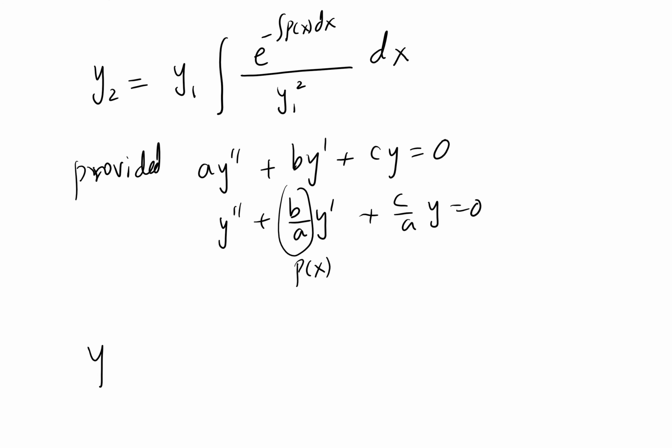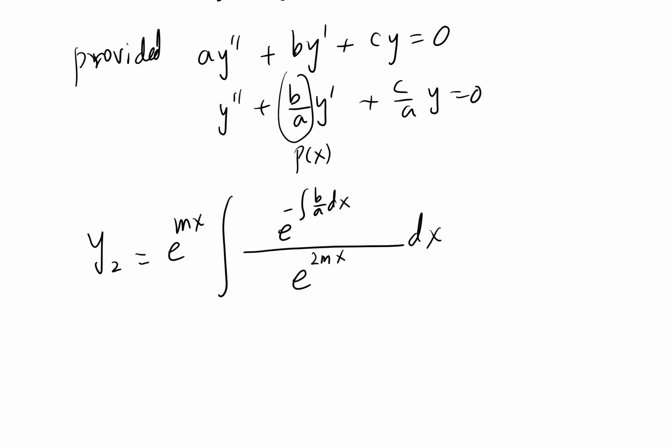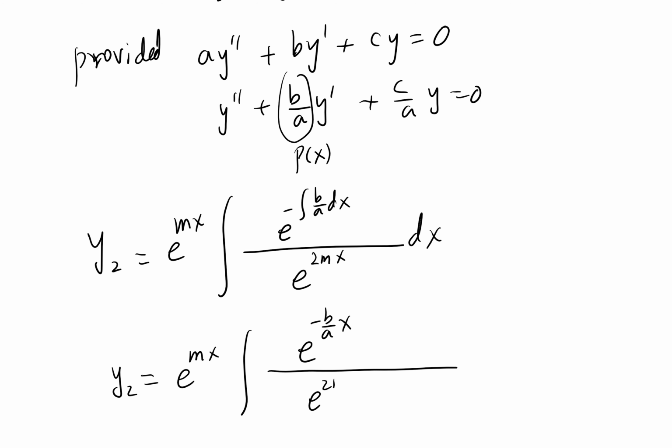We may substitute now. y2 equals y1, which is e to the mx, times the integral of e to the negative integral of b over a dx, over e to the mx squared, e to the 2mx, dx. Keep this the same. It is easy to integrate this because that's a constant times dx.